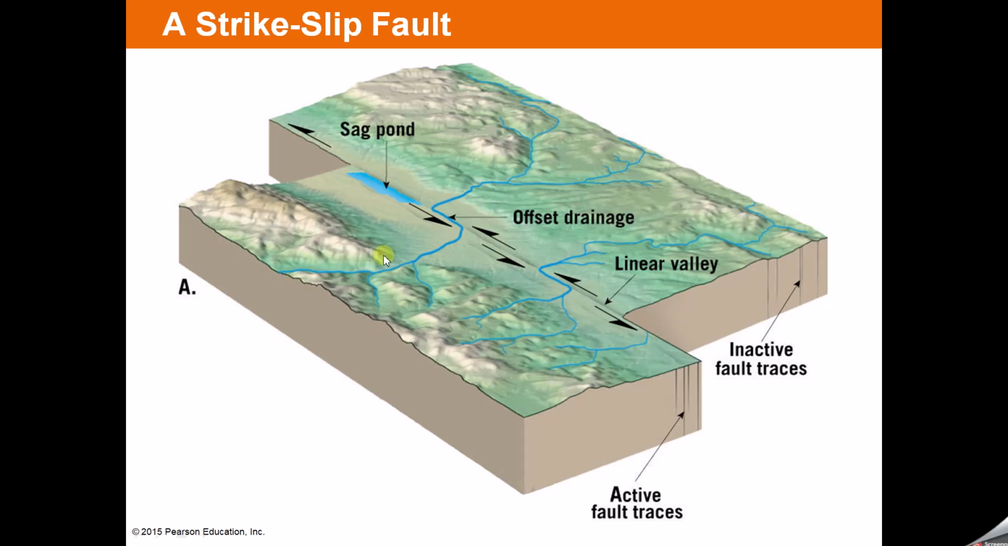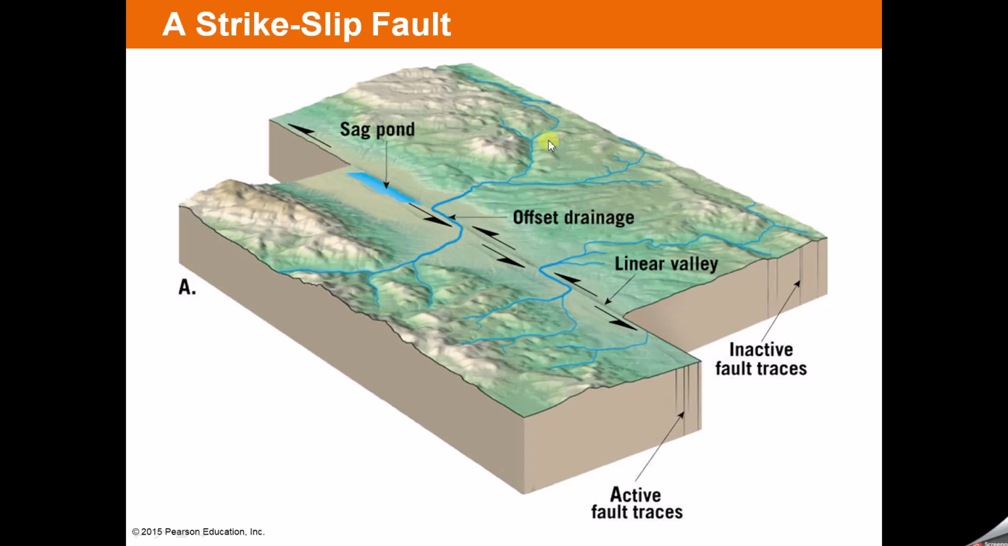So if you are standing up here and looking at this side, okay, and look at that block. If it's moving to the left, that's left lateral. If it's moving to the right, that's right lateral. So this is moving to the left, left lateral. If you're standing here and look at this side, you'll find it moving to the left, so left lateral. The opposite is right lateral.